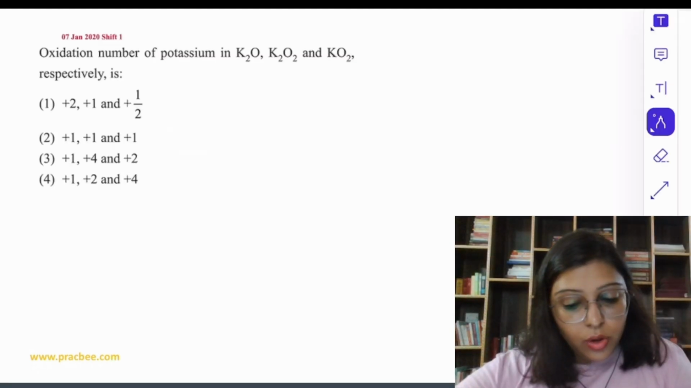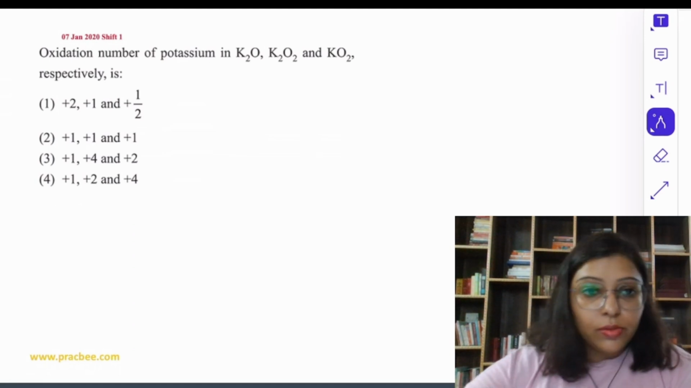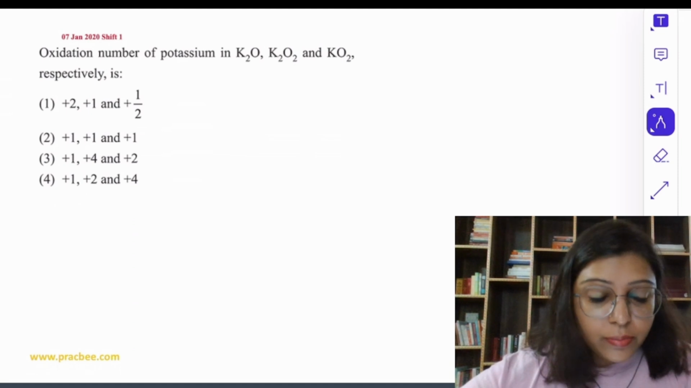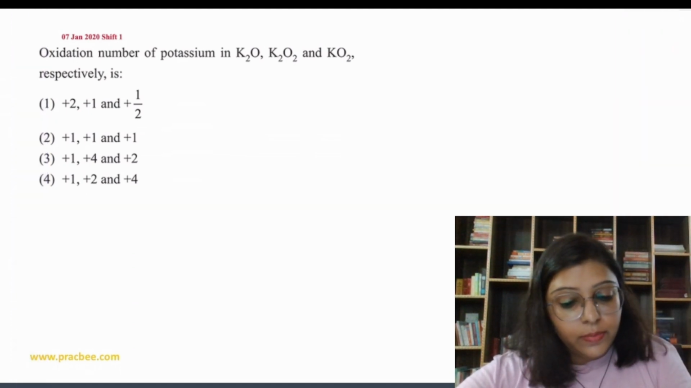Okay, let's do the next question. Oxidation number of potassium in K2O, K2O2 and KO2 respectively is. As you can see in this question, we have different types of potassium oxides.